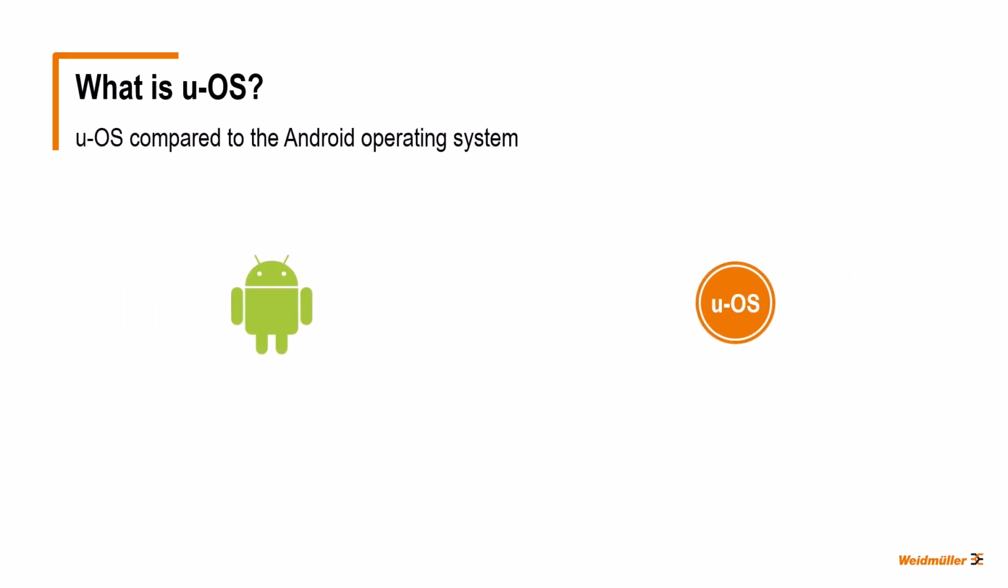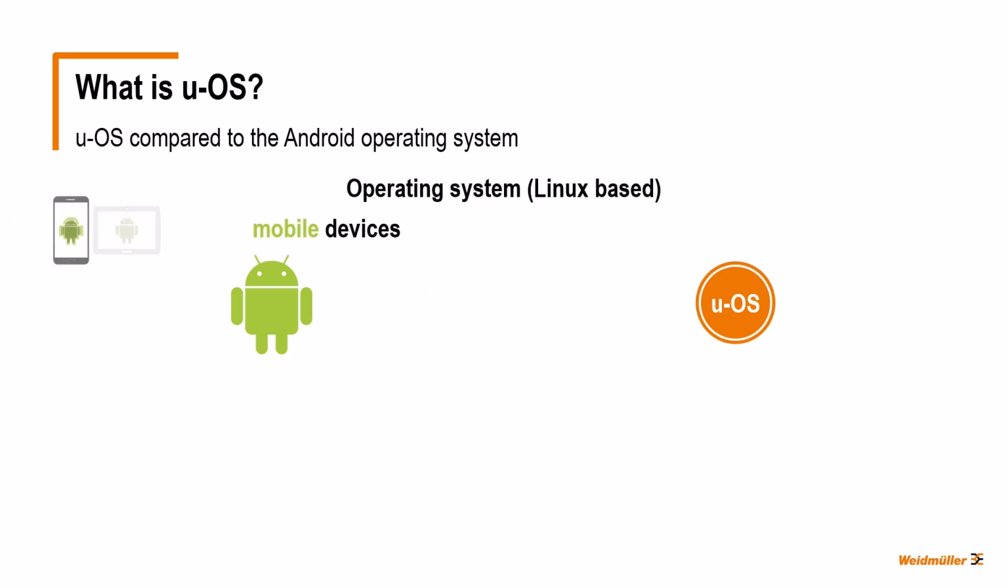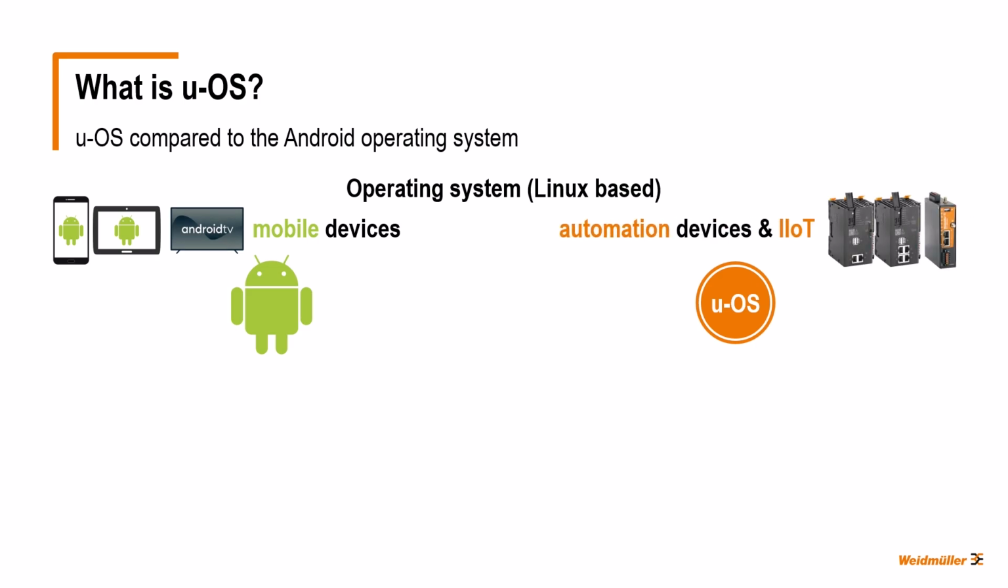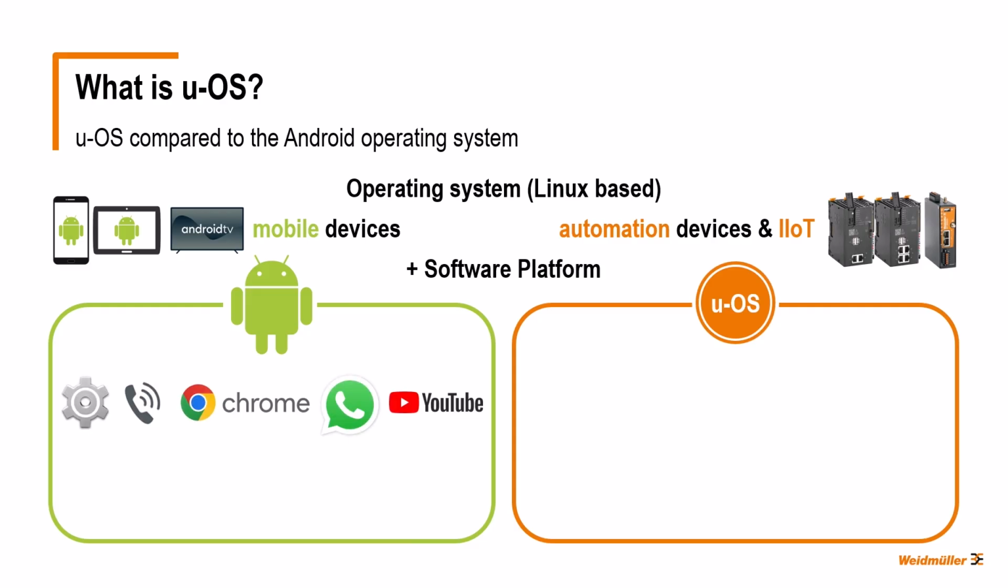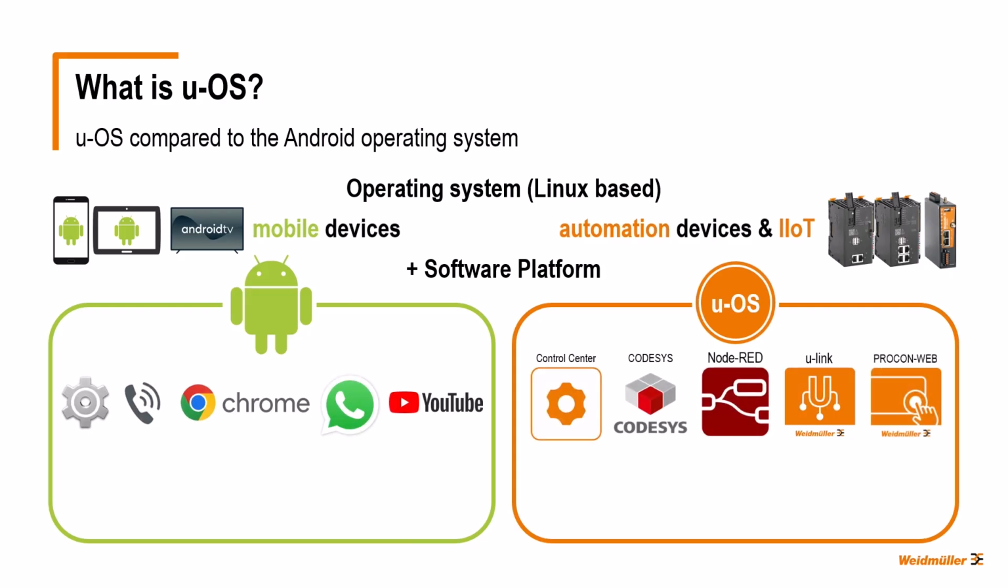Both Android and UOS are operating systems. However, while Android is intended for use on mobile devices, UOS was designed for the automation sector and applications with a connection to the Industrial Internet of Things, or IIoT for short. Both operating systems also act as a software platform for different applications. Under UOS, we also find system settings and apps, but these relate to automation and IIoT.